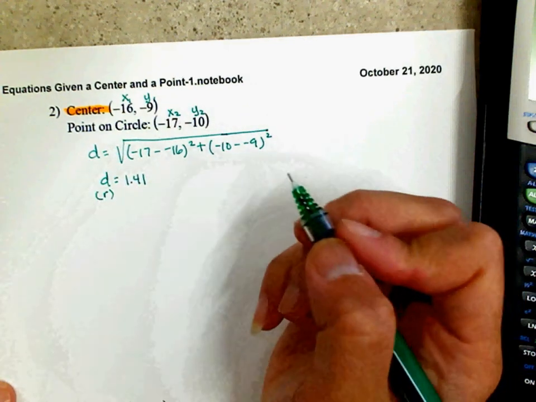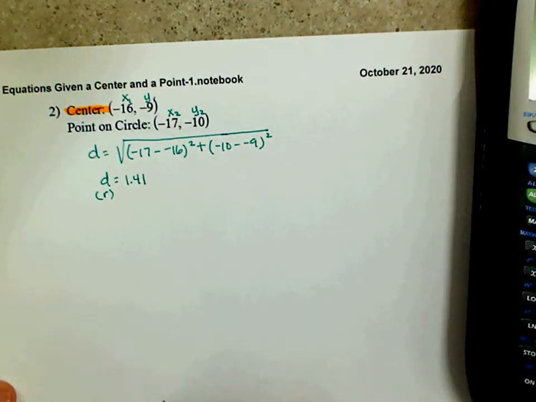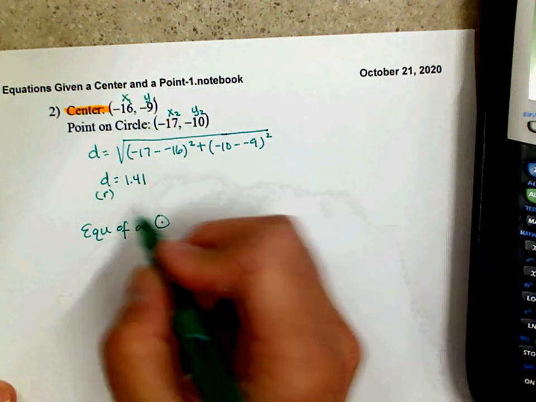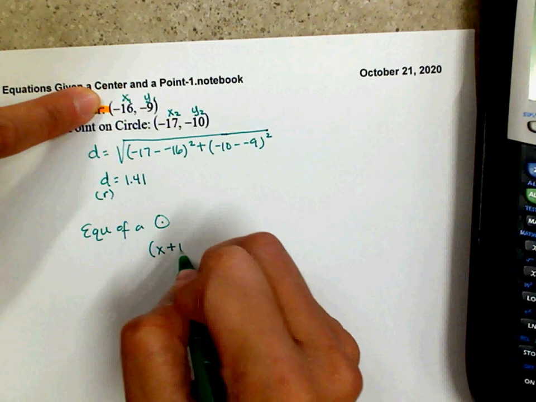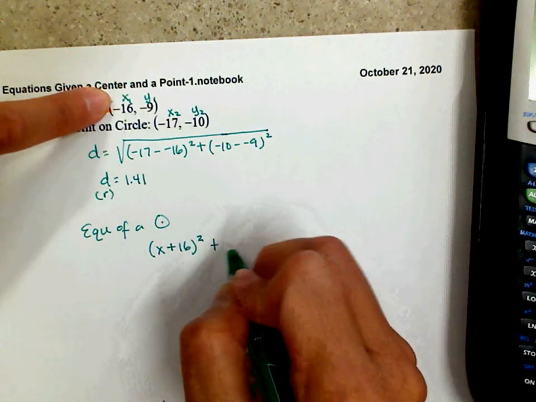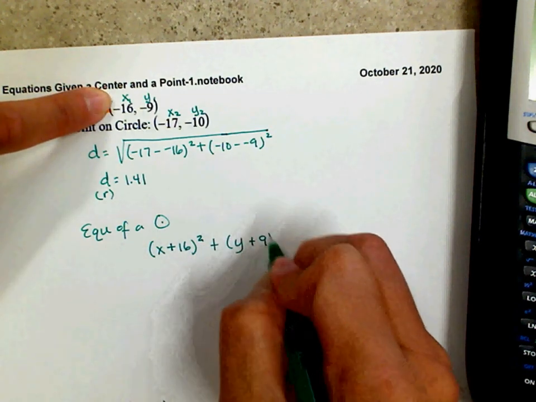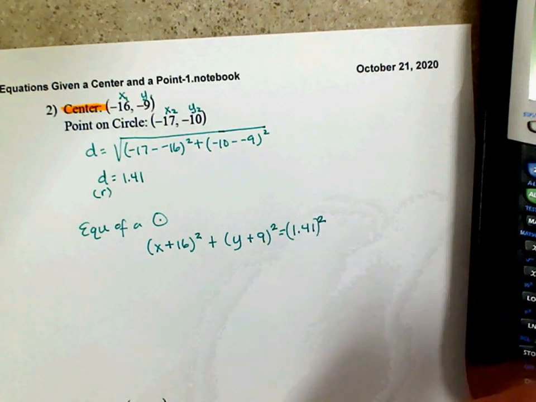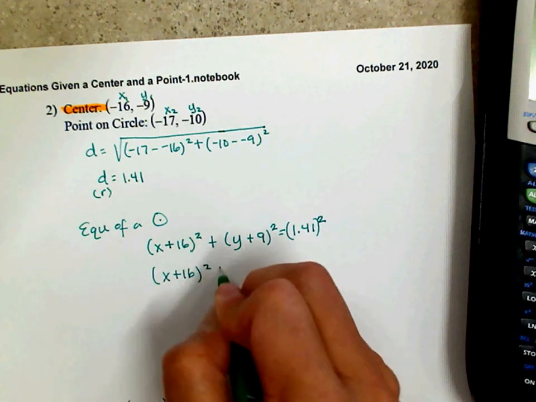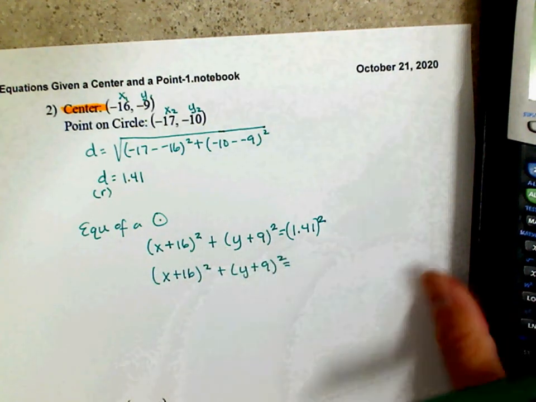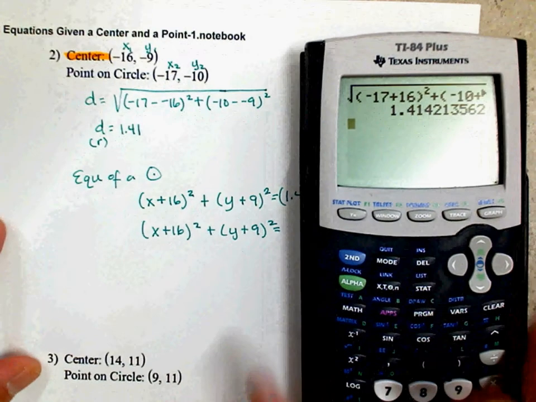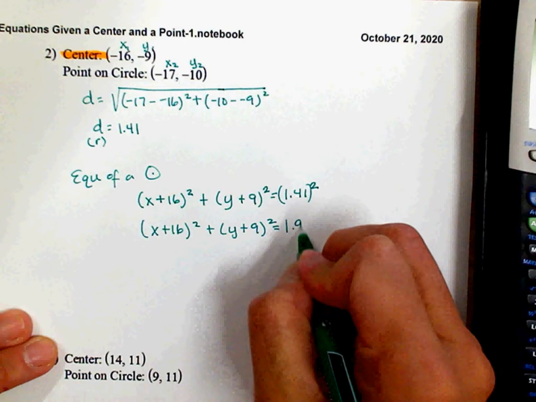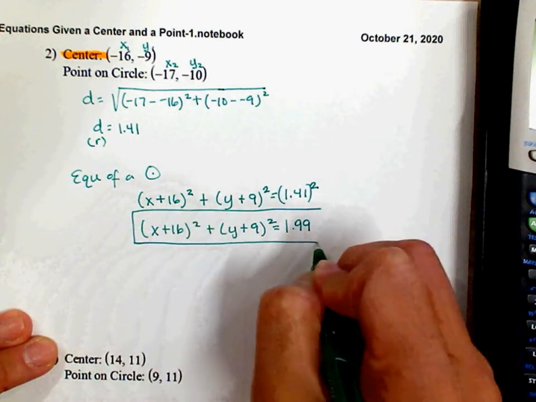All right, so remember this is your h and your k. So your equation of a circle comes out to be x plus 16 squared, take the opposite, plus y plus 9 squared is equal to 1.41 squared. Let's go ahead and simplify this. So x plus 16 squared plus y plus 9 squared equals 1.41 squared, and that comes out to be 1.99. Almost a 2. Right.